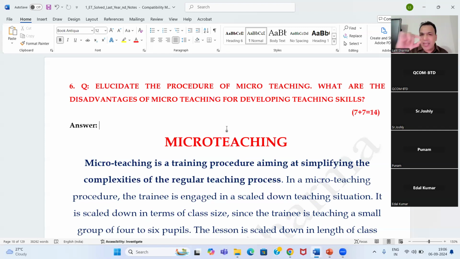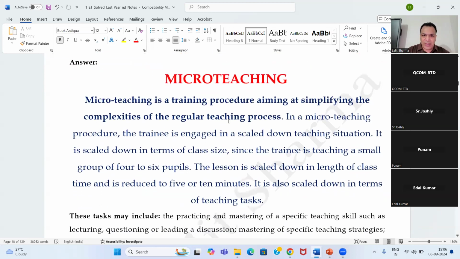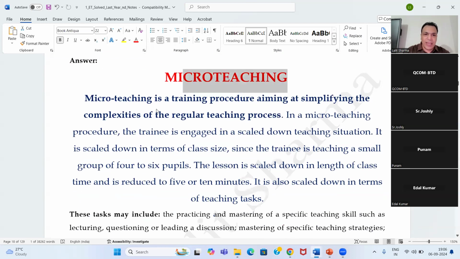Once you learn these skills one after the other, you have come to know many skills. Now you are prepared for the macro lessons, macro teaching. Right? So now we see the definition. What is micro teaching?